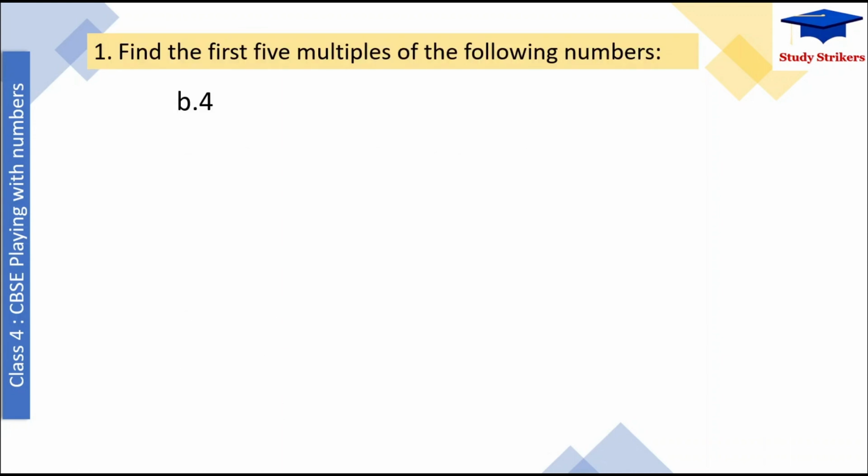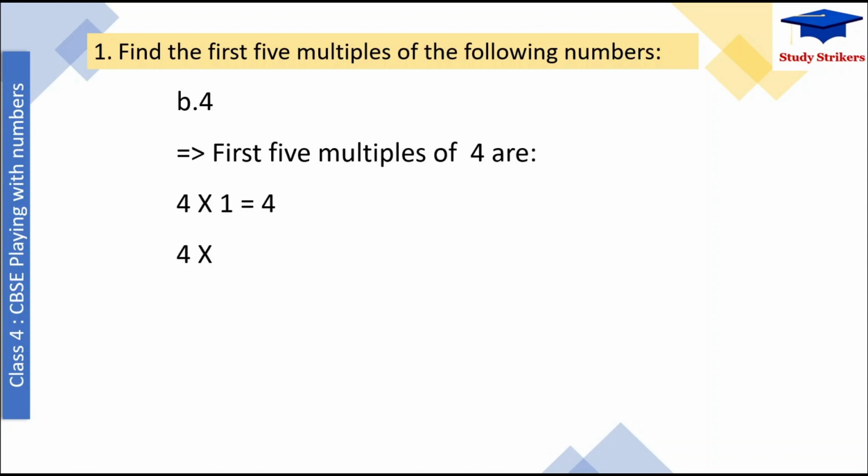So we got here 4. The first 5 multiples of 4 are 4 into 1 equals 4, 4 into 2 equals 8, 4 into 3 equals 12, 4 into 4 equals 16, 4 into 5 equals 20.